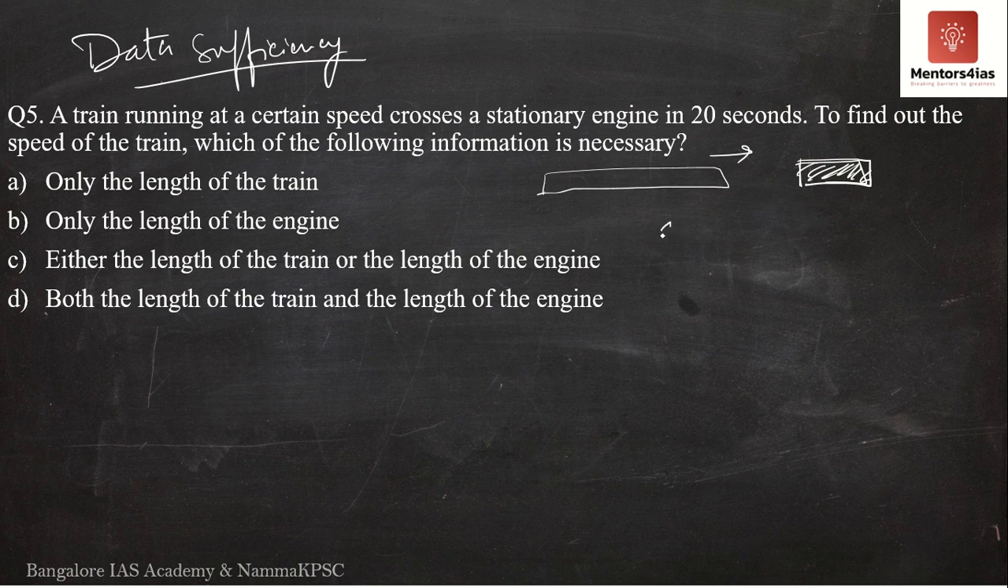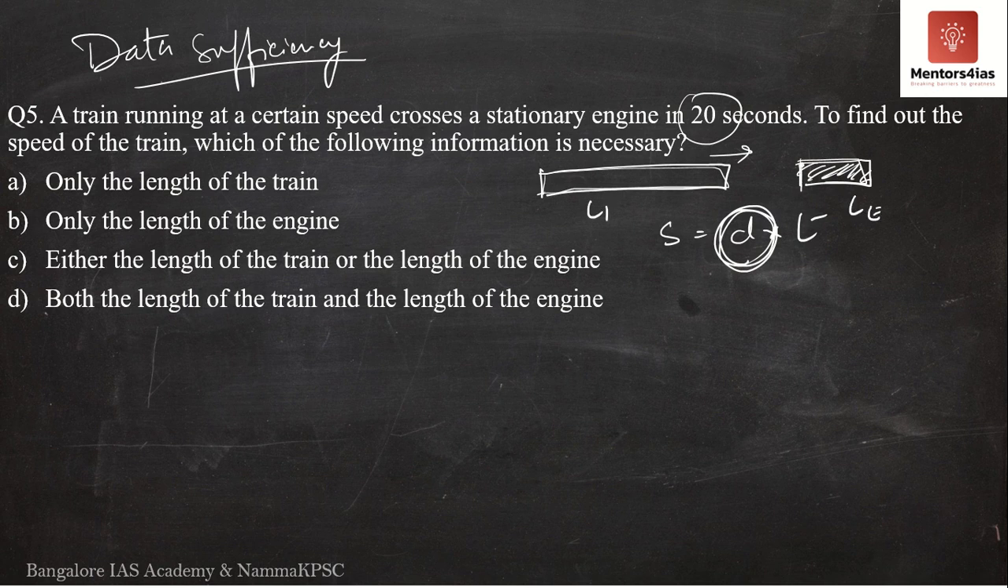Now, speed is what? Speed is nothing but distance by time. Now, the time taken for this train to cover the stationary engine is already given, that is 20 seconds. Now, apart from that, I also need the distance. What is the total distance? The total distance will be the length of the entire train plus the length of the engine as well. The engine will also have some considerable length. Therefore, distance is what? LT, that is the length of the train, plus the length of the engine.